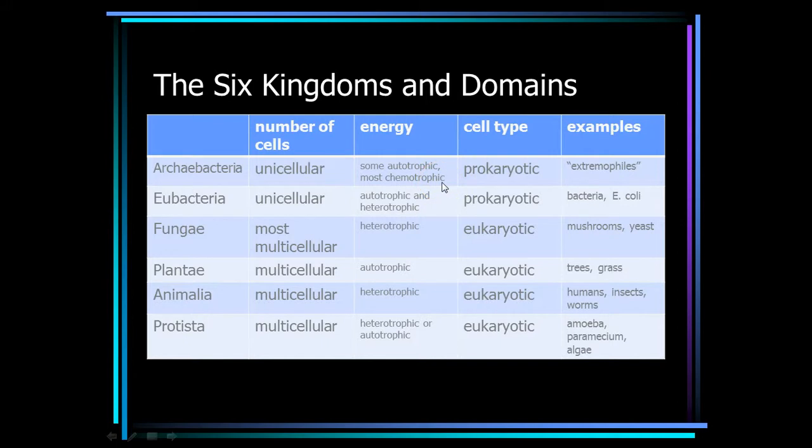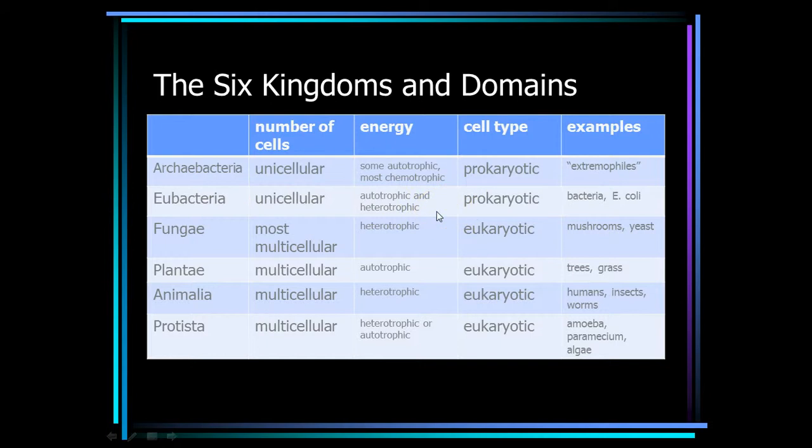They get their energy mostly autotrophically, some chemotrophically. They're prokaryotic, and an example are the extremophiles, the organisms that live in extremely, extremely hot areas, or extremely, extremely cold, or extremely dark, these kinds of things.